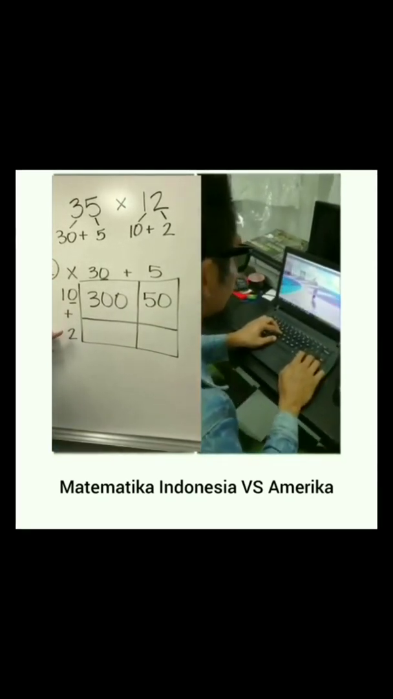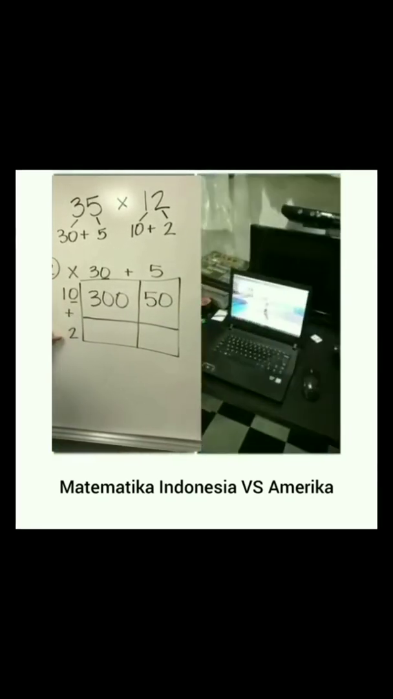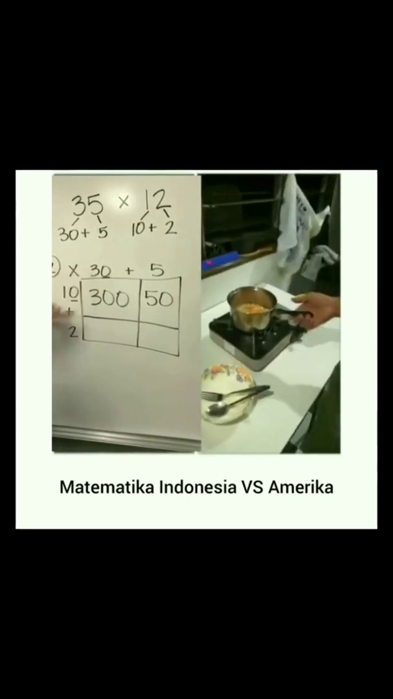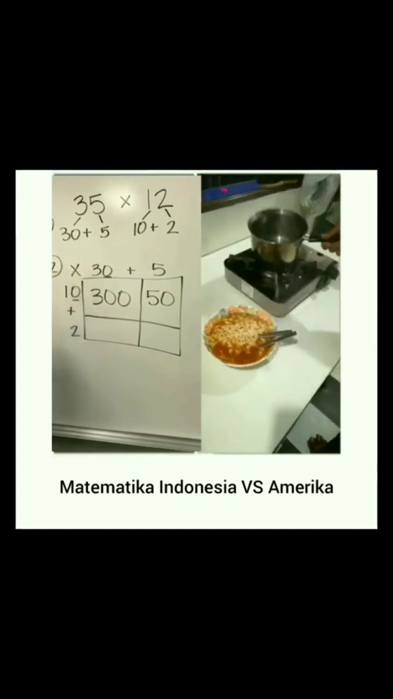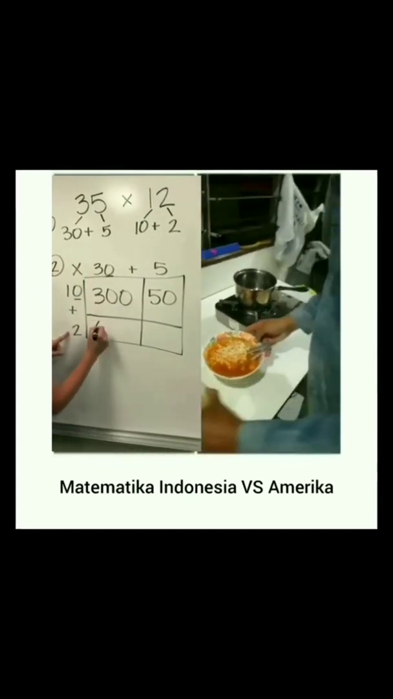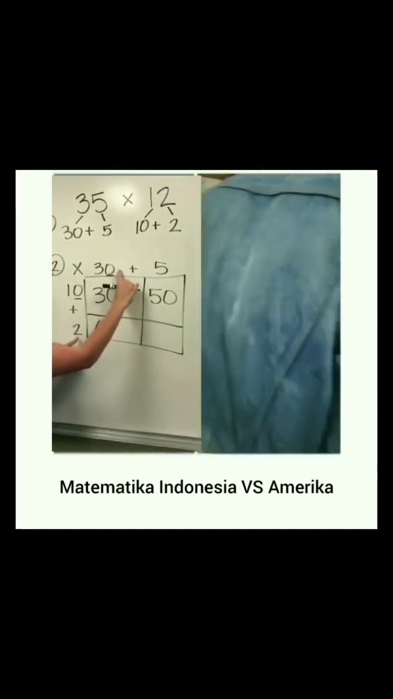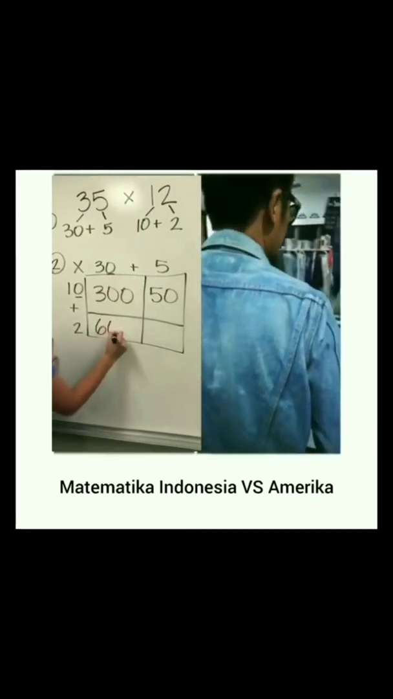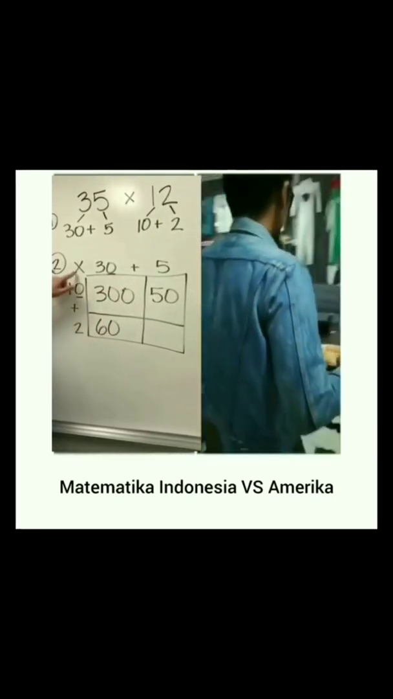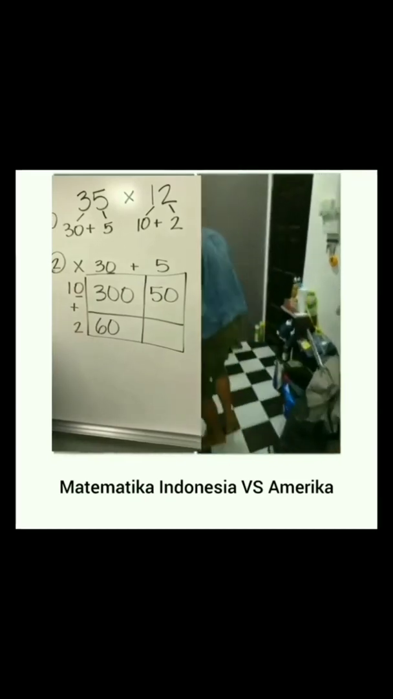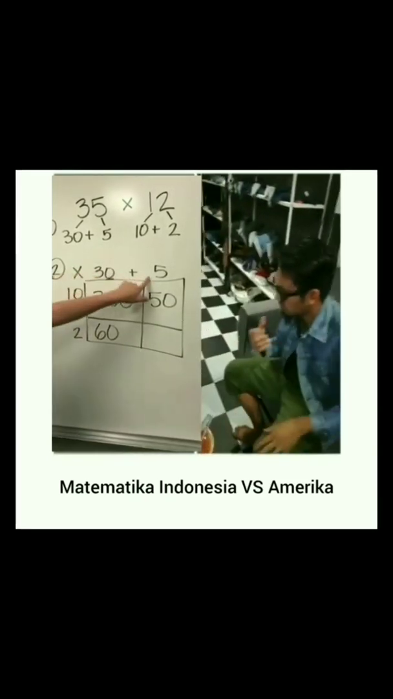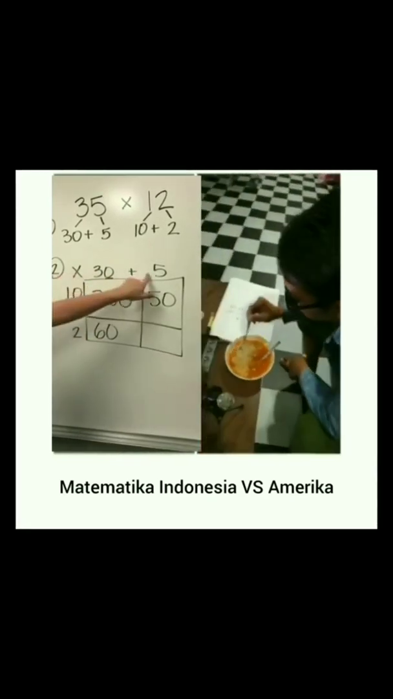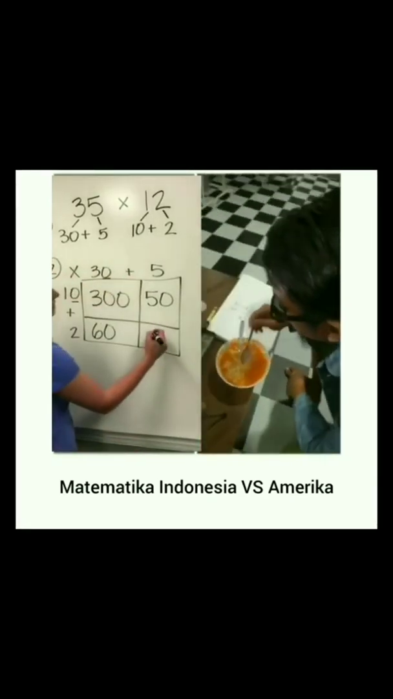And then we do 2. We go down to the 2 because we're done with the 10. 2 times this, 2 times that. So 2 times 30. 2 times 3 is 6. And between both of these numbers, I've only got the 1 zero, so I attach it to the end. 2 times 30 is 60. Now I'm going to do 2 times 5. 2 times 5 is 10.